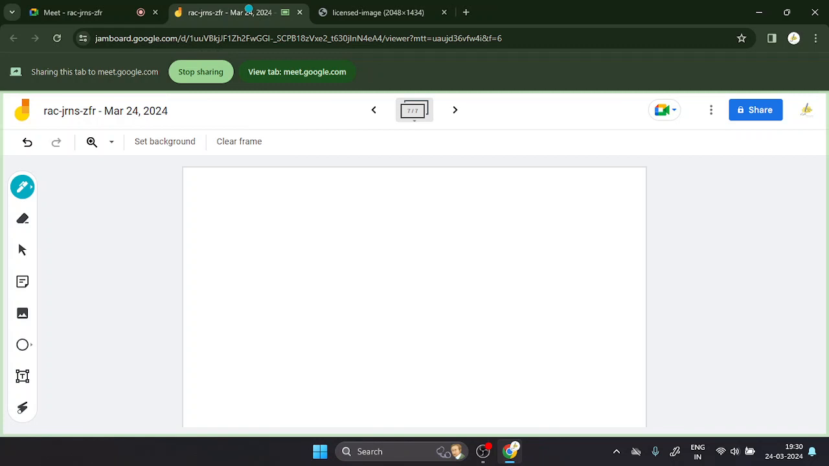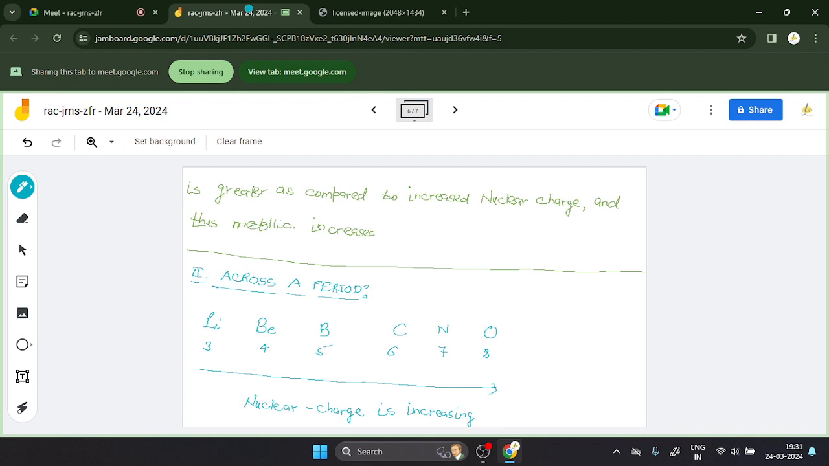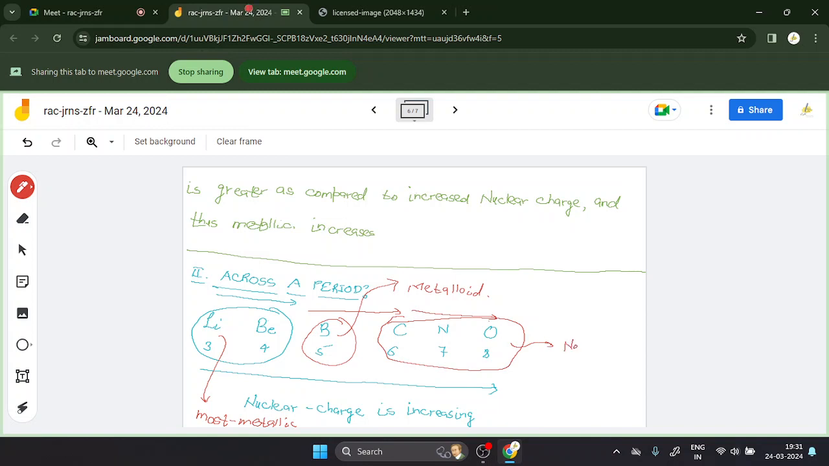So let's start. For example, lithium, beryllium, boron, carbon, nitrogen, oxygen. This lithium and beryllium are metallic, but when we go across the period like this, the metallic nature will decrease, and this means that the non-metallic character will increase. You can say opposite as well. So lithium will be the most metallic across the period. Remember this important point. This boron will be metalloid. And carbon, nitrogen and oxygen will be non-metals. Clear what I have done?